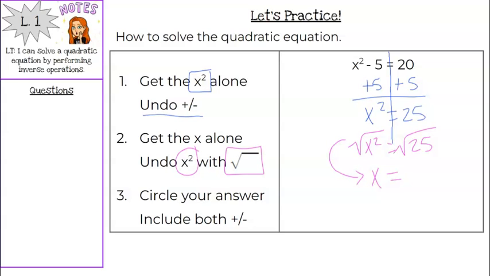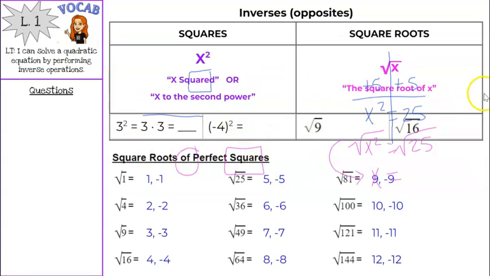And then I just have to figure out what the square root of 25 is. If you want, you can go back to that table that I gave you, and it will have the answer on it. So we look here at our square roots of perfect squares. We know that the square root of 25 is 5 and negative 5.